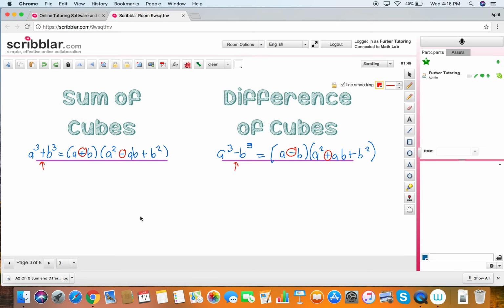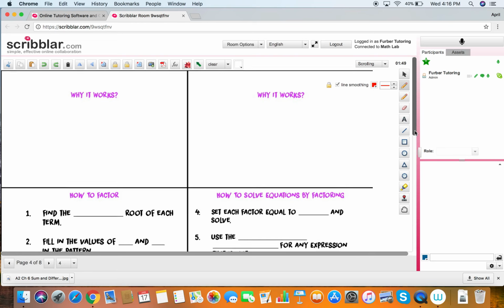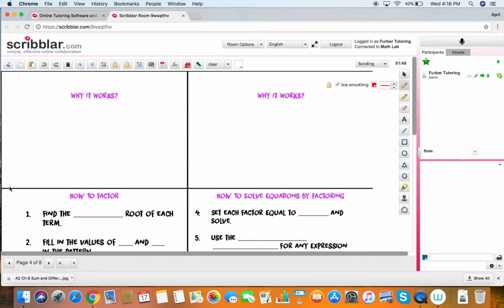So let's prove these with the inside of that foldable. This is an accordion-like foldable that I'll give you next week. So the question is, why does the sum of cubes work? Okay, so let me rewrite it there. The sum of cubes looks like this.